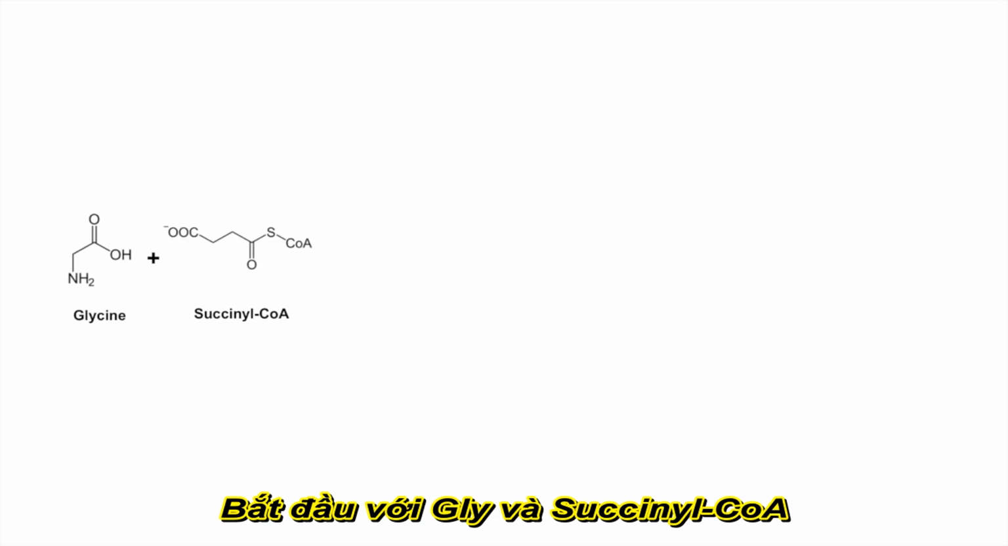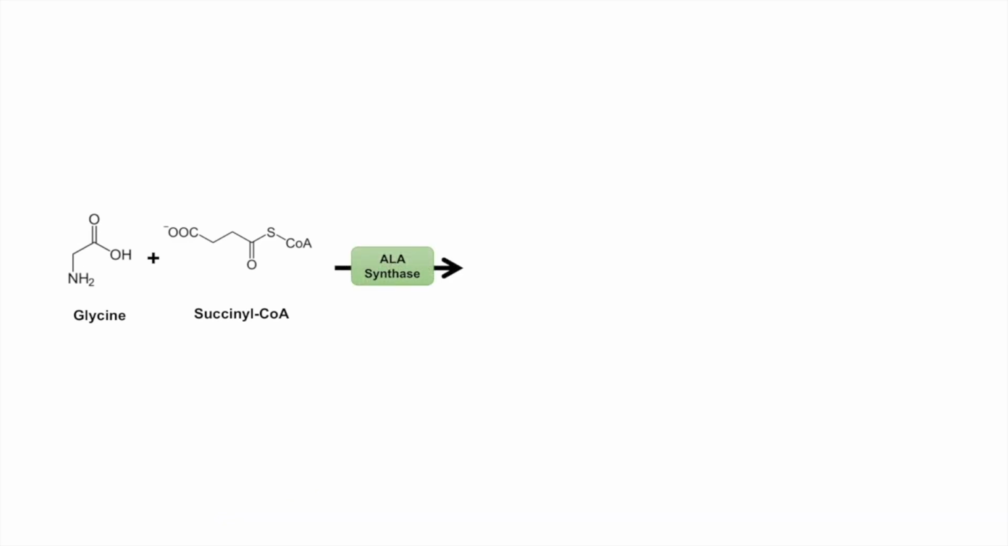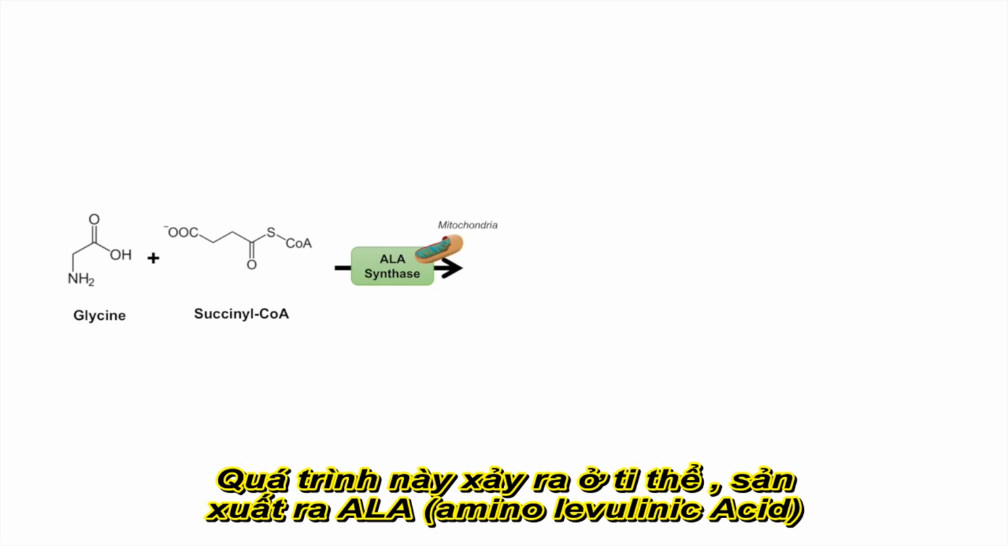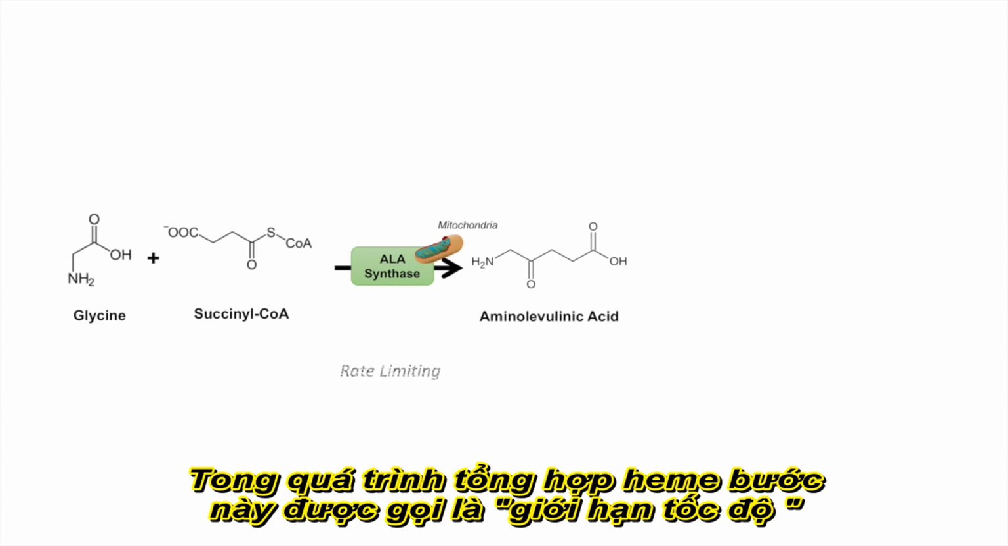So how does heme production start? Well, it starts with the amino acid glycine and succinyl-CoA. These 2 components are used by an enzyme known as ALA synthase, or aminolevulinic acid synthase. This process occurs within the mitochondria to produce aminolevulinic acid. This step is the first step, and it is also the rate-limiting step of the heme synthesis pathway.